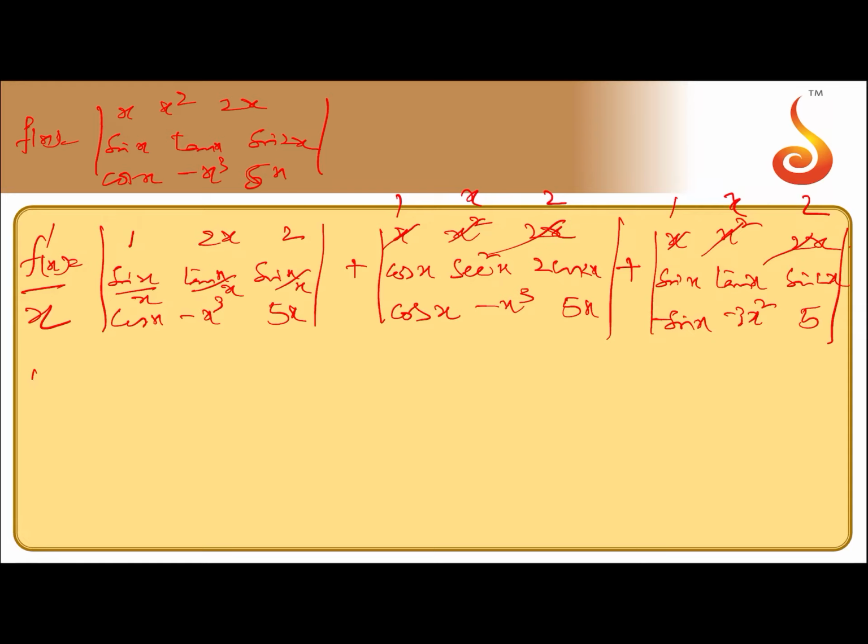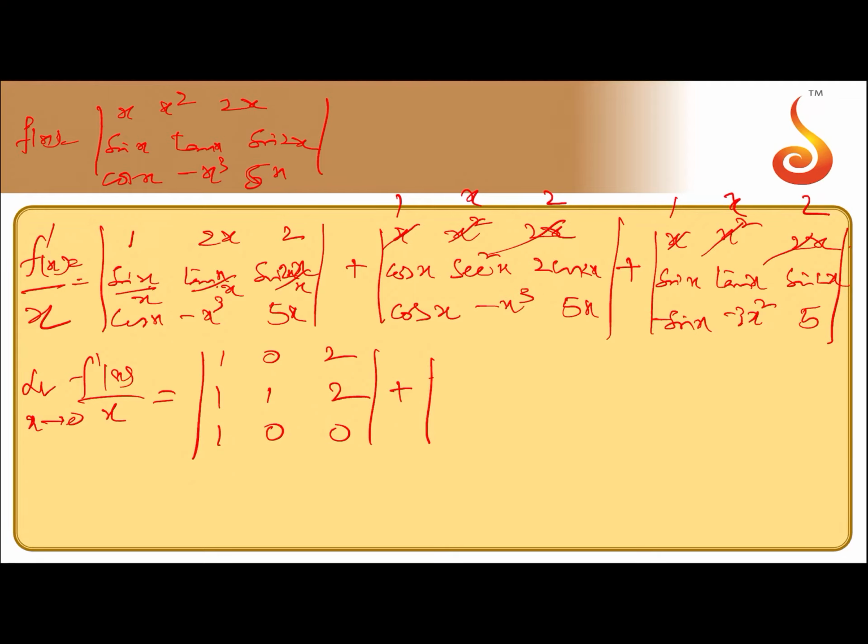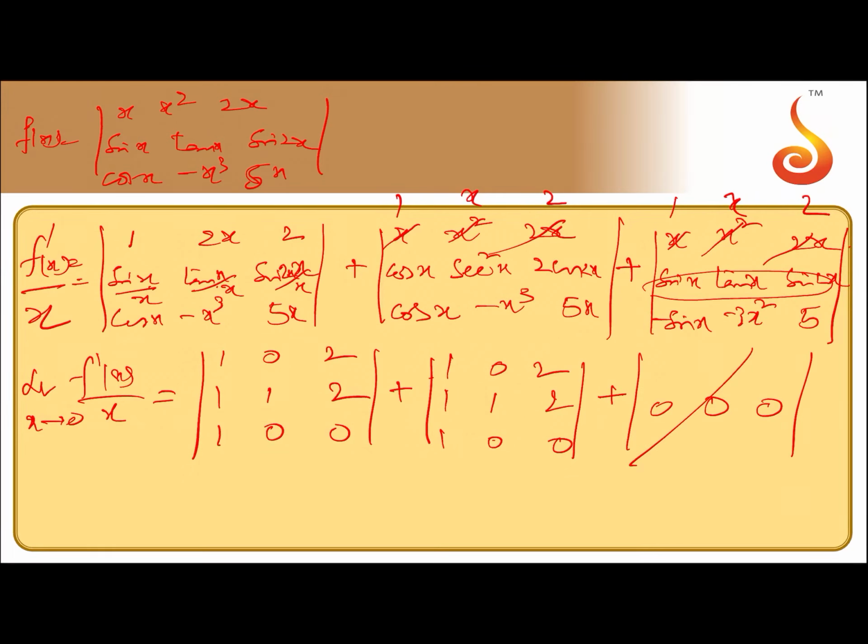And now you take the limit as x extends to 0. Limit x extends to 0, f dash x divided by x gives us the answer like this. The first one as x extends to 0, and of course the middle row is 1, 1, 1, 1, 1 and 2. I think it is sin 2x, 1, 1, 2. And the first row is 1, 0, 2. Third row: cos 0, 1, 0 and 0, plus the second determinant. Dividing by x, of course, you get this value at x equals 0: 1, 0, 2, 1, 1, 2 and 1, 0, 0. I think it is the same determinant. And here the second row elements are entirely 0, therefore the determinant is already 0. You need not worry about the third determinant.